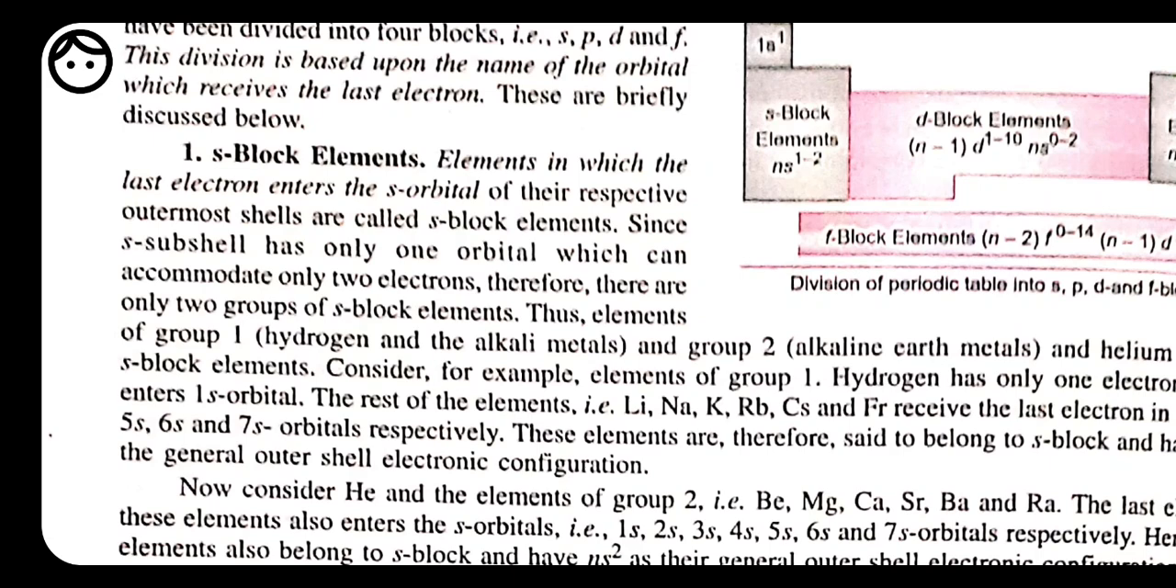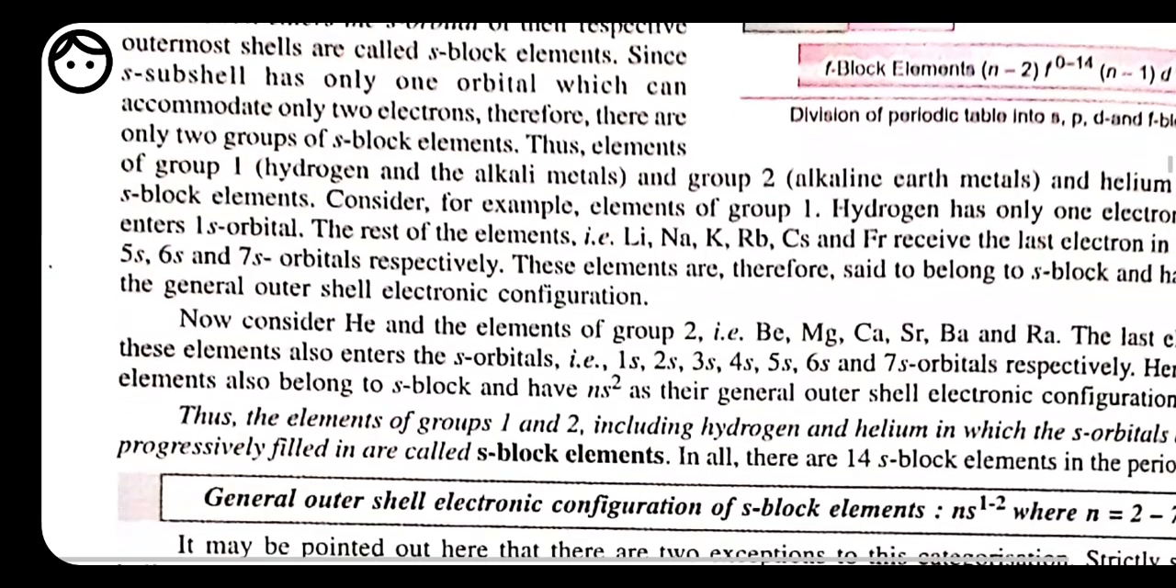Okay, so group 1 is called alkali metals, and group 2 is called alkaline earth metals. So in this class we will be talking about two blocks, that is the s block and the p block. We have the d block and f block also, of which I will give you an introduction, because in this class we are not going to do the elements of the d block and f block. Still, you have to know some of their characteristics.